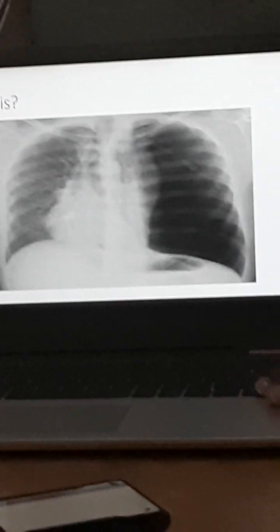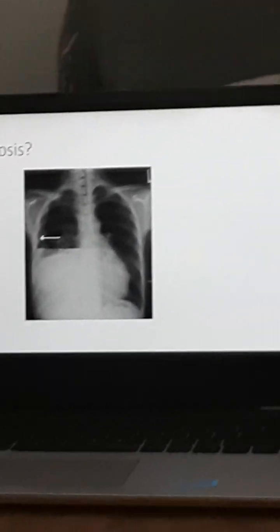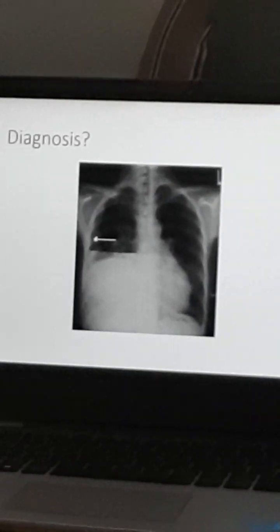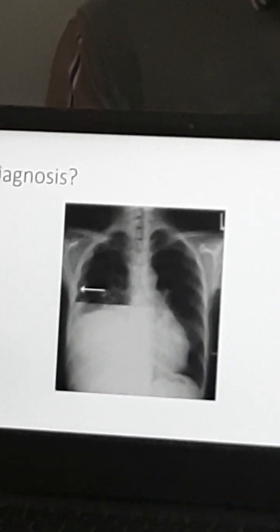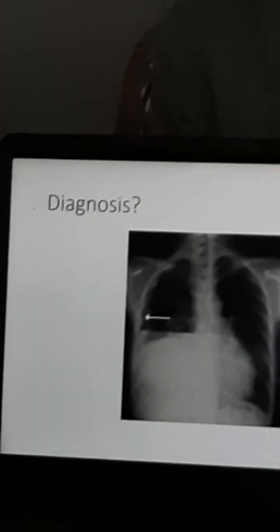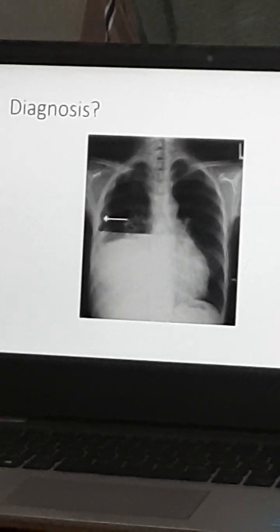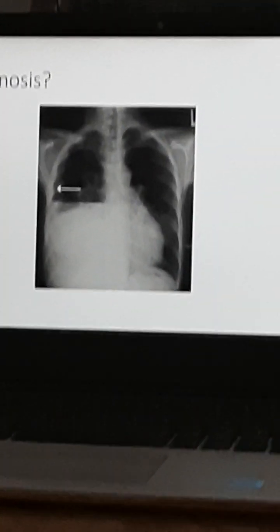Clear? Okay, change. Now this: dextrocardia. Fluid level, extracardiac. Air fluid level. There is air, there is fluid. Then what is that term? Air and fluid: hydrothorax. Clear? Next one.